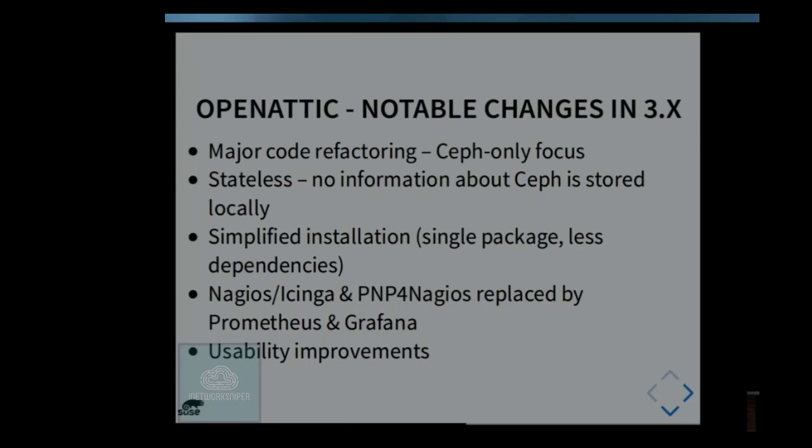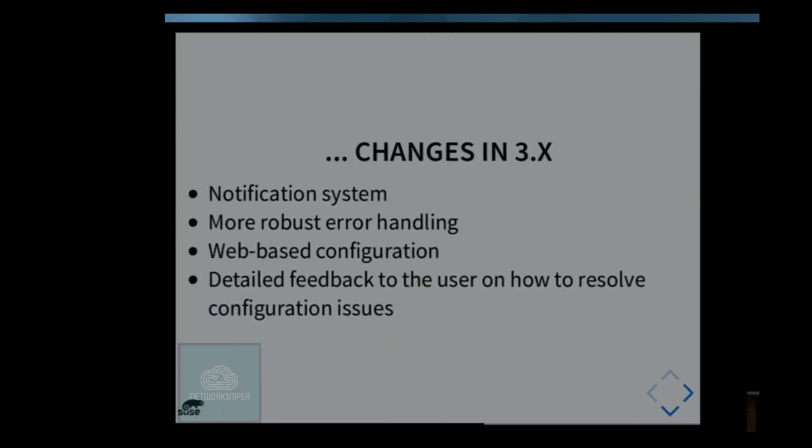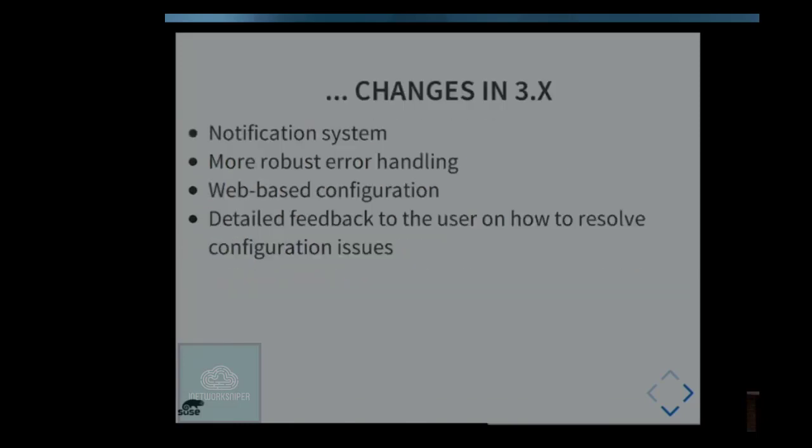A really important thing, and already noticeable on the web UI, is that we removed the monitoring, so Nagios and Icinga with PNP for Nagios, which was something more, I would say, from 2000, and now it's 2018. So we replaced it with Prometheus and Grafana. And we also added a bunch of more things like notification and more robust error handling. I will show you later in the live demo. I guess this makes more sense.